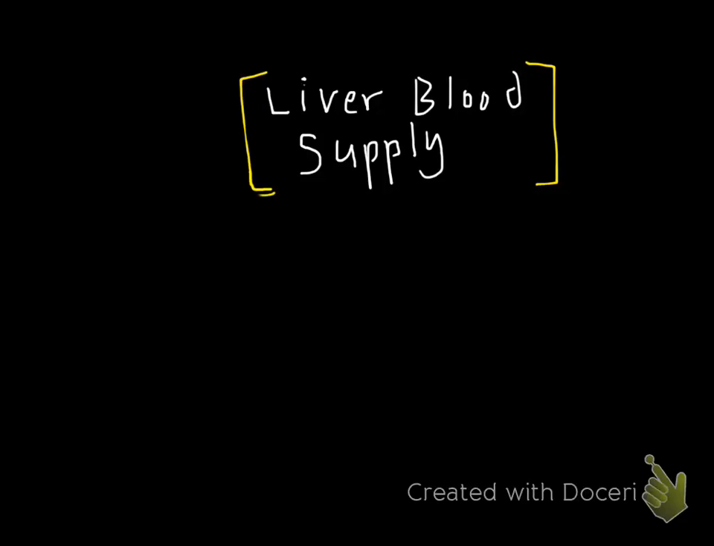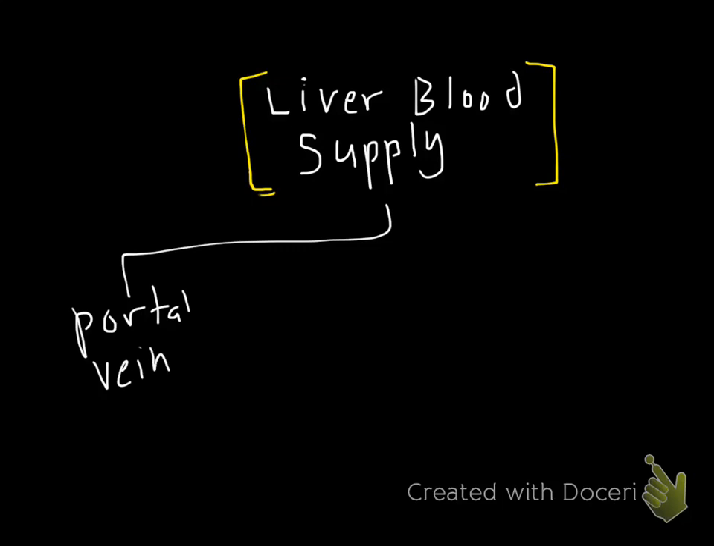Okay, liver blood supply. Liver blood supply is a unique circulation because of the multiple sources supplying the liver. The liver is always supplied by two sources. The first one is the portal vein, and the portal vein is the most important source of blood supply to the liver. It constitutes 80% of blood supply to the liver.